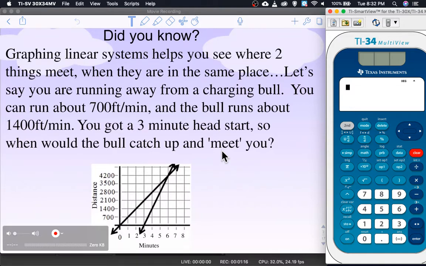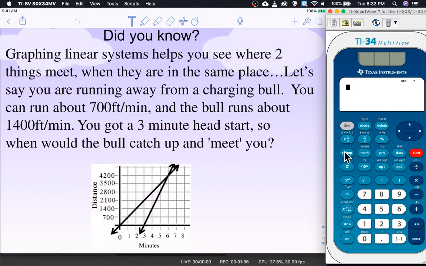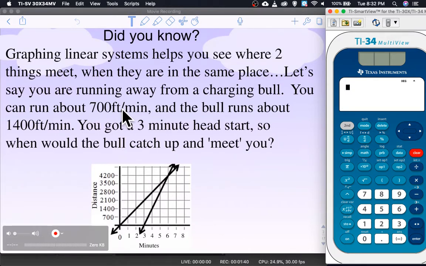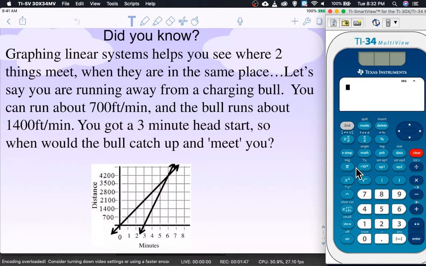Air quotes, meet you. Well, we could graph the system of equations and figure out the bull would meet you right about here, 6 minutes after you started. And they'd meet you at a distance of 4,200 feet, so just shy of a mile is where the bull would meet you. That's fairly interesting to know. This little bit of information we can turn into an equation like we have here, and we graph it, and we can find where they would meet.